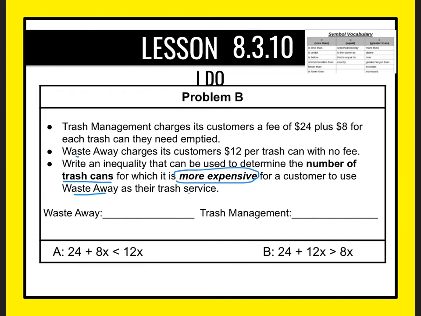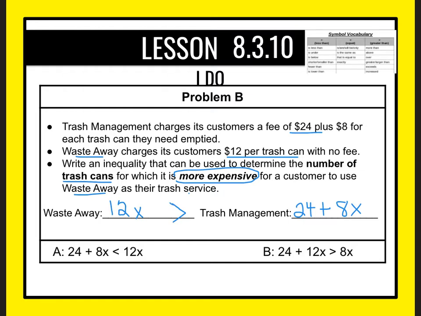Well, let's go look at Waste Away. Since I'm comparing Waste Away here, that's $12 per trash can. So I know my trash cans is my X, so $12 per trash can. I'm multiplying by that. Trash management, on the other hand, is charging a $24 upfront fee plus $8 for every single trash can that they empty. So those are my 2 expressions here. Okay? And I know I'm looking to see, based on the number of trash cans that I get, where Waste Away is going to be more expensive, right? After so many trash cans.